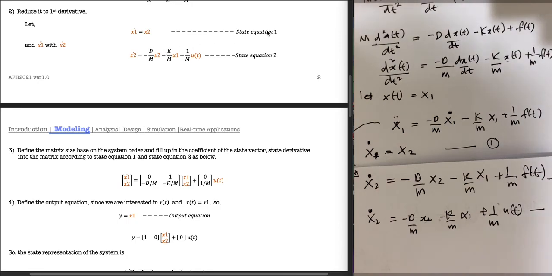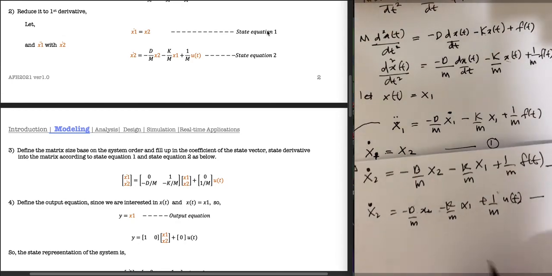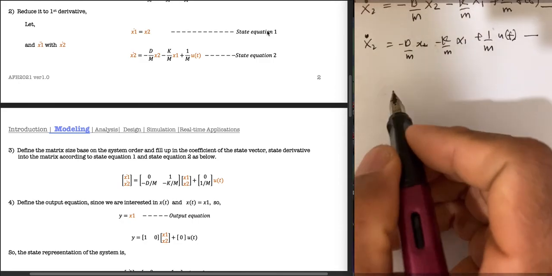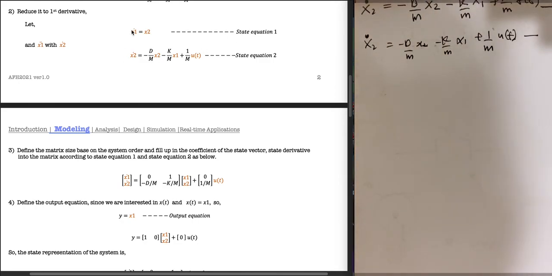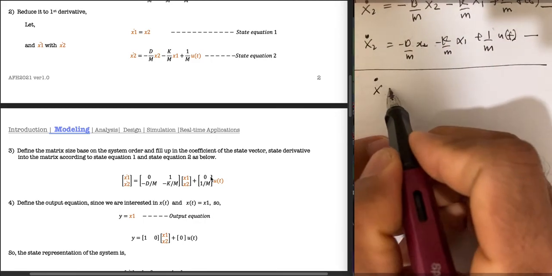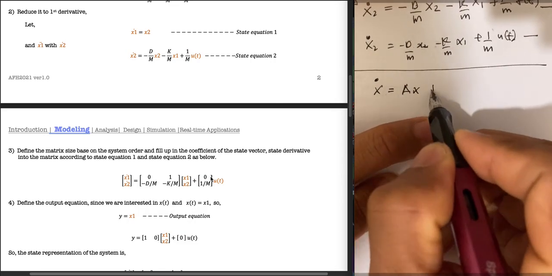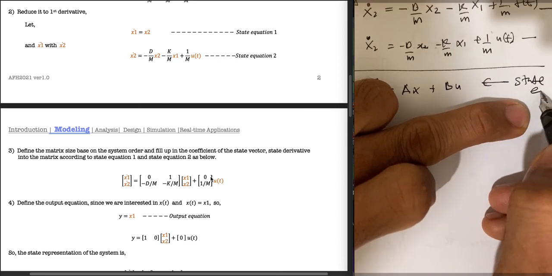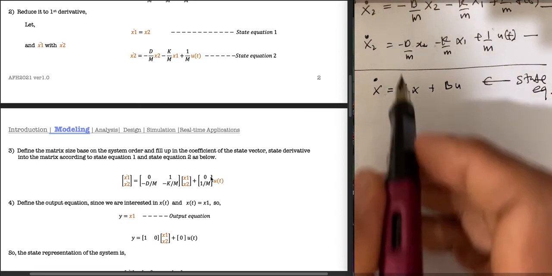Okay, then we have completed. We have produced two state equations, because it's a second order system, we need two state equations, right? Okay, now based on this, we can actually model the system in state space in matrix form like this, right? Because our state space is x dot equal to Ax plus Bu. This is a state equation.